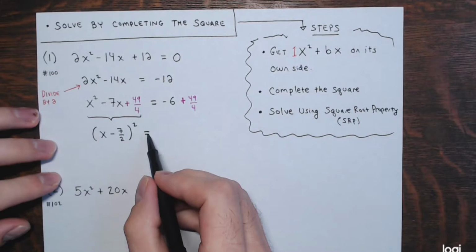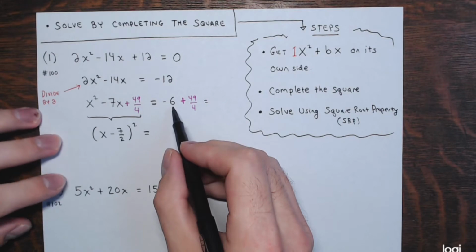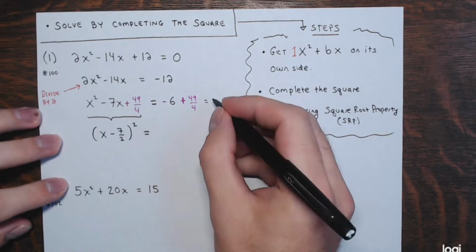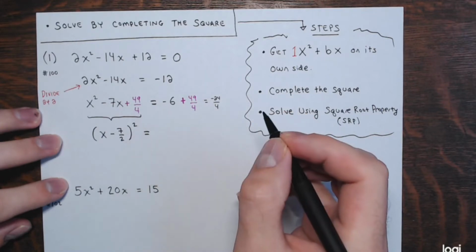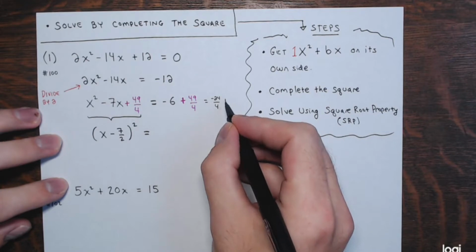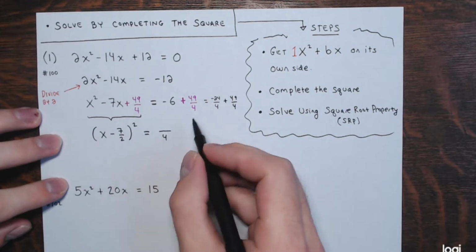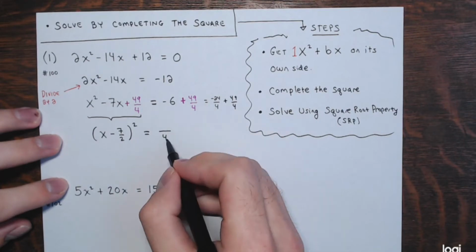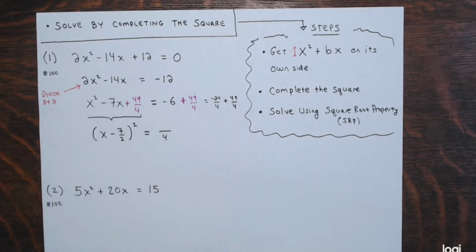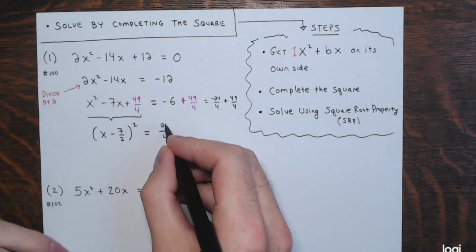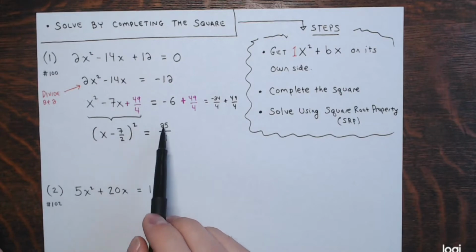Alright, now the other side, I need to get a common denominator, right? You can't just add numbers together without a common denominator. Negative 6 is negative 24 fourths. Alright, that's negative 6. And then we have plus 49 fourths. And putting those together, the common denominator stays, remember? You just add the numerators. Now negative 24 plus 49 is positive 25. All right, so x minus 7 halves squared equals 25 fourths.